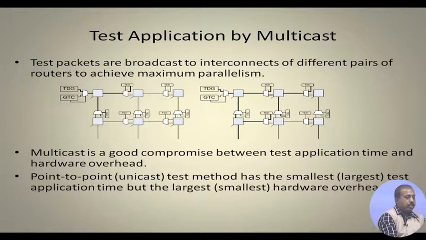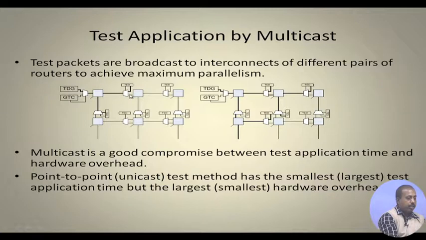Under a multicast mechanism, the test packets are broadcast to interconnects of different pairs of routers to achieve maximum parallelism. So here what is done is that from this test data generator, the pattern is broadcast to this link and this link. Both of them are being tested simultaneously, and then the error detectors detect the response, and if they find some error, they will tell the global test controller that some error has been detected.